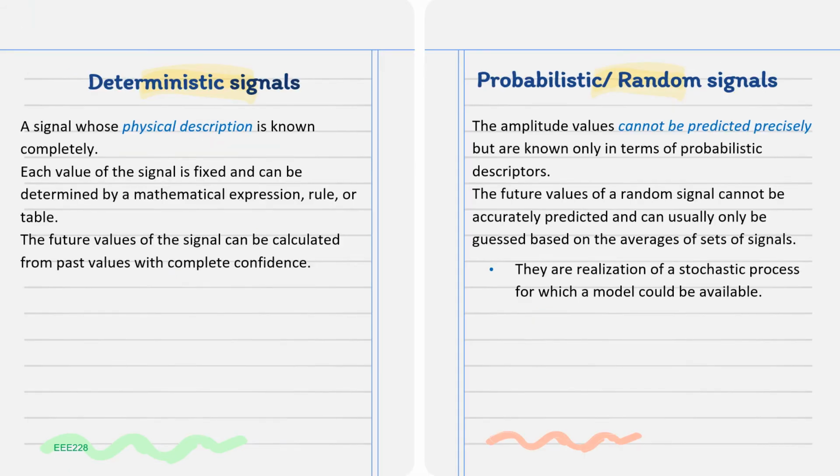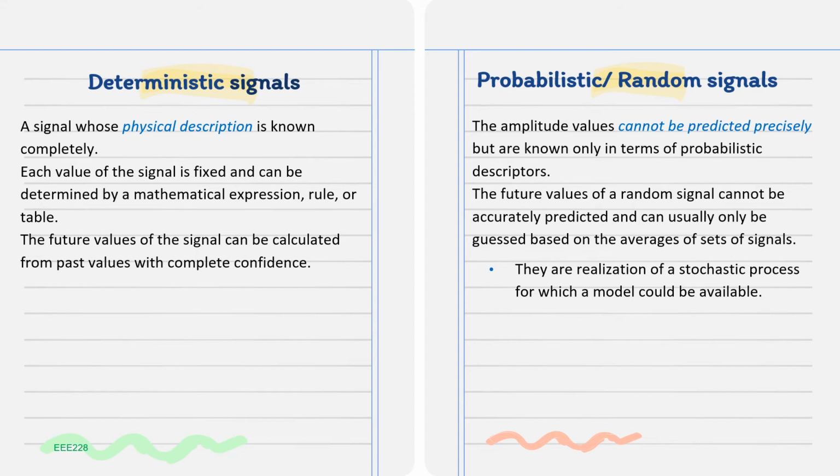A signal whose physical description is known completely is known as a deterministic signal. Each value of the signal is fixed and can be determined by a mathematical expression, rule, or table. The future values of the signal can also be calculated from past values with complete confidence. There's no uncertainty about the values. So signals or functions with a mathematical expression are all deterministic signals.